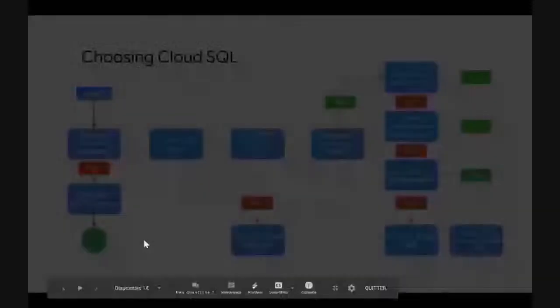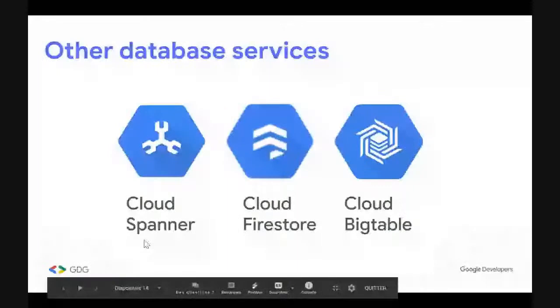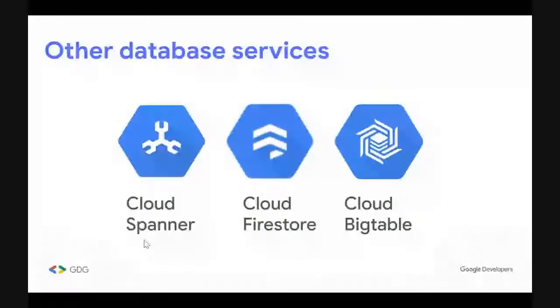So, till now, we've explored two services: Cloud Storage for unstructured data, and Cloud SQL for structured relational data. Now, we will discover three other services: Cloud Spanner, Firestore, and Cloud Bigtable.